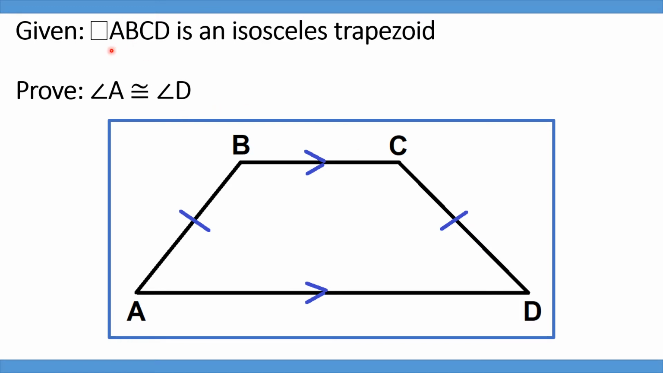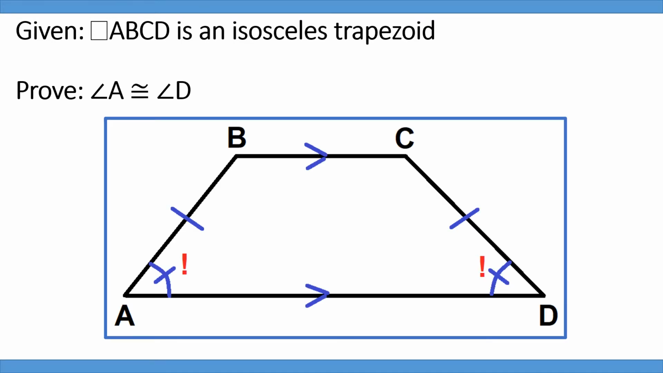We were given that quadrilateral ABCD is an isosceles trapezoid. So it means that line segment BC and line segment AD are parallel, and line segment AB and line segment DC are congruent. We need to prove that angle A and angle D are congruent. To prove that angle A and angle D are congruent, we should at least create two congruent triangles.